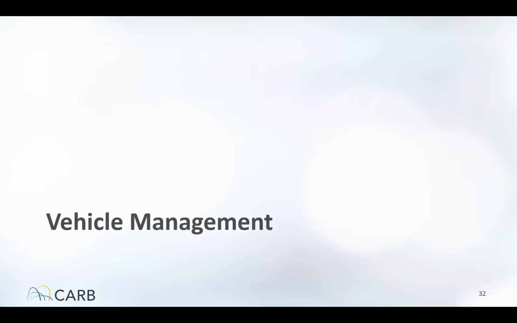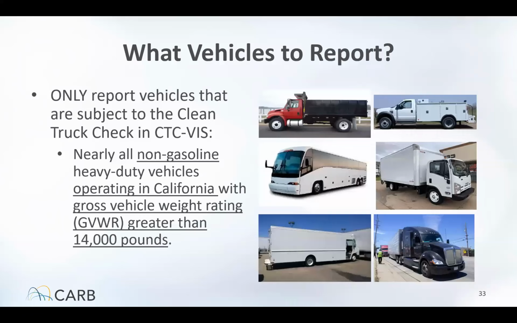Now moving on to the Vehicle Management feature on CTC-VIS. Before diving into the vehicle adding functionality within CTC-VIS, I would like to remind you that you will only need to report vehicles that are subject to the Clean Truck Check in your CTC-VIS account. That means that with rare exception, all vehicles that are non-gasoline heavy-duty vehicles operating in California with a GVWR greater than 14,000 pounds must be reported. Zero-emission vehicles such as electric or hydrogen vehicles, however, are not subject to Clean Truck Check and do not need to be reported in your entity account.